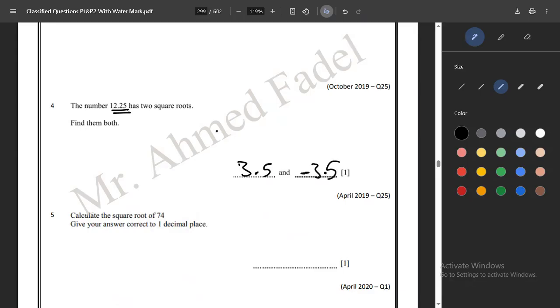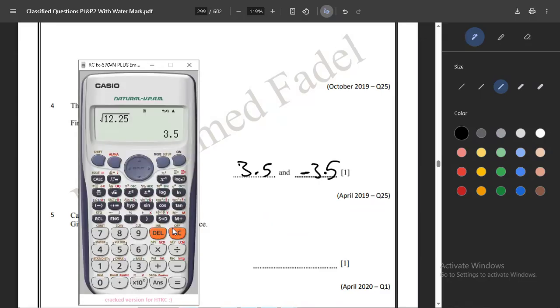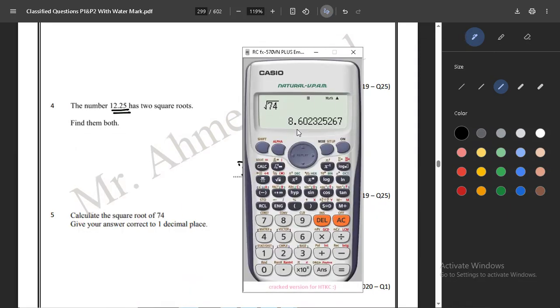Calculate the square root of 74. Give your answer correct to one decimal place. I'm going to get the calculator again. Square root of 74, SD. 8.602. All right, but they wanted to one decimal place, mister. So it's 8.6. Look at the digit after the 6.